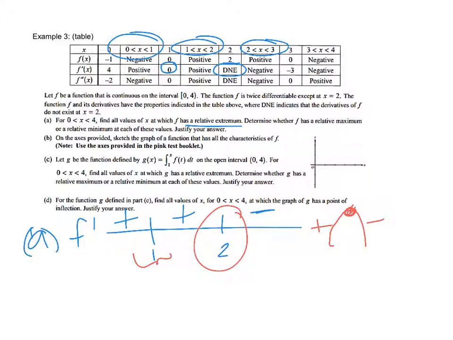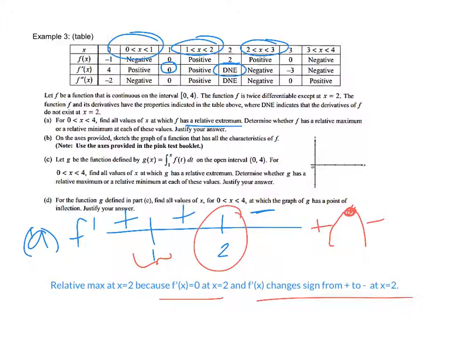So let's justify that. My justification says that there's a relative max at x equals 2 because f prime of x is equal to 0 at x equals 2. So remember, that's saying that that's a critical point. f prime of x equals 0 at x equals 2, and f prime of x changes sign from positive to negative at x equals 2. There is no relative minimum, so I'm not even going to worry about that part of the question.